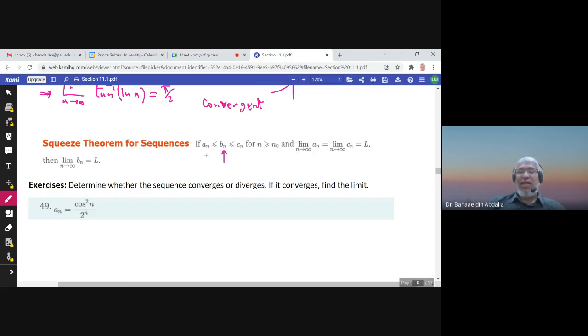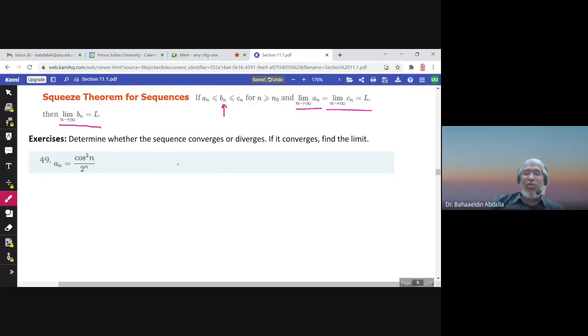Now, if I find that the limit of An when n approaches infinity is equal to the limit of Cn when n approaches infinity, which is equal to L, then the squeeze theorem says that the limit of Bn has to be also L, because Bn is in the middle between them. So that's the squeeze theorem for sequences. We use it to find the limit of sequences like this, to determine whether the sequence converges or diverges.